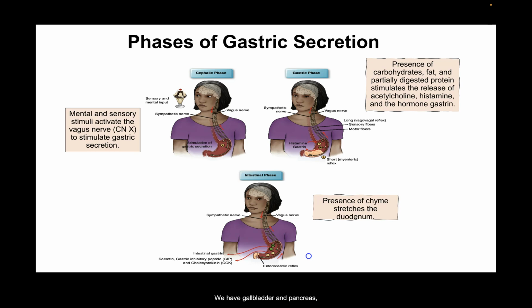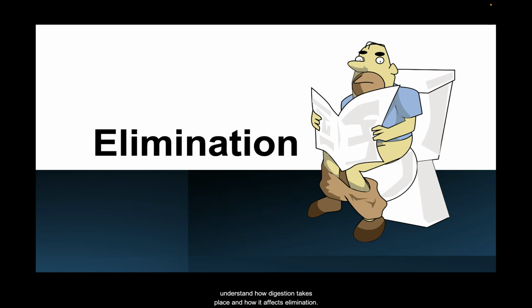We have the gallbladder and pancreas, and the phases of gastric secretion. These are all very important for you to know in order to understand how digestion takes place and how it affects elimination. So let's talk about elimination.